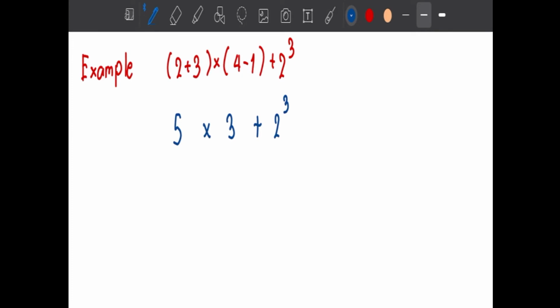Next, exponents. I do the exponent. 2 to the power 3 equals 8.